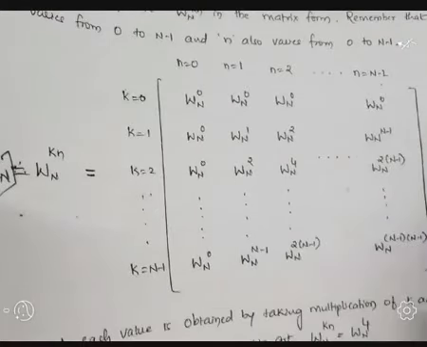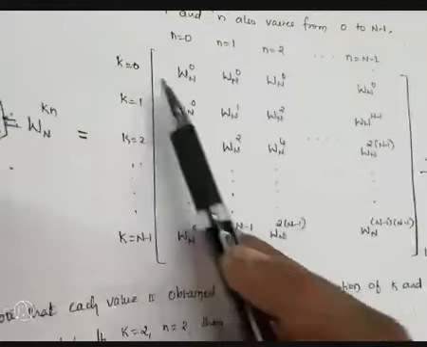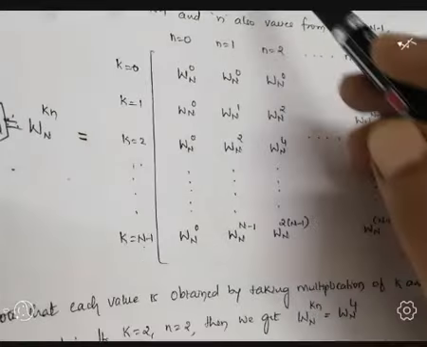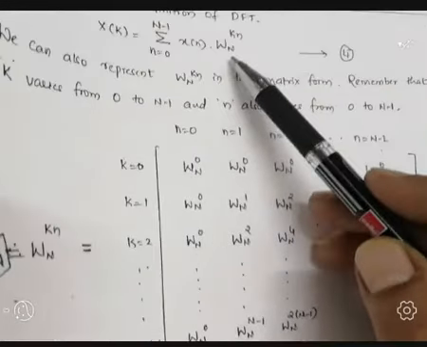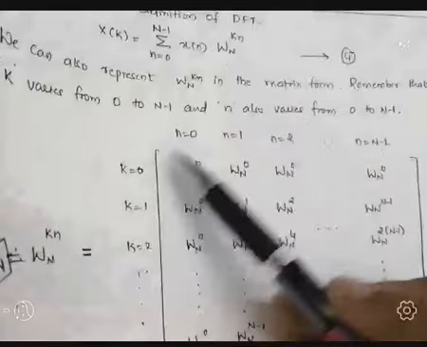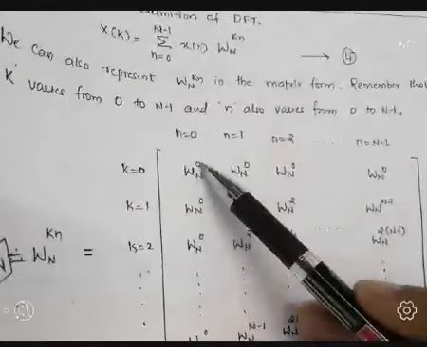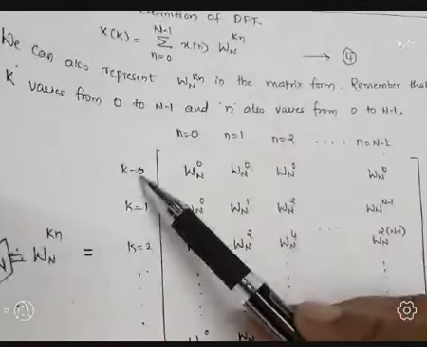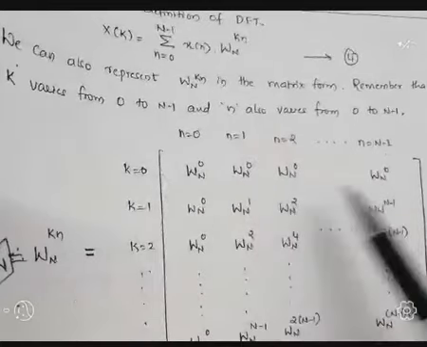Similarly, the value of k varies from 0, 1, 2, 3, so on up to n minus 1. So substitute in this equation k equal to 0 and n equal to 0: 0 multiplied by 0, it becomes W_N to the power 0. Next, substitute n equal to 1 and k equal to 0. 0 multiplied by anything becomes 0. So in the first row entries, all the power terms become 0.